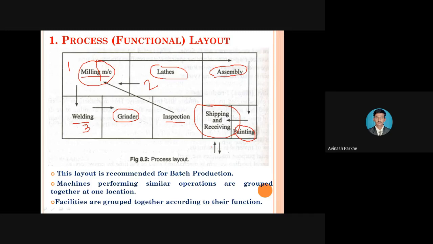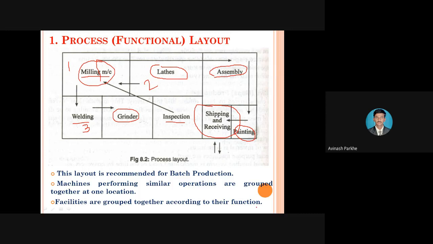Directly, I can take that product to the milling machine. I can perform the milling. After milling, I can perform the welding operation, and immediately I can take that component for the painting purpose, and finally your product is ready. So therefore, this layout is called a process layout or the functional layout. As per the requirement of that product, the components can be taken to the respective department or the respective locations, and we can manufacture it.